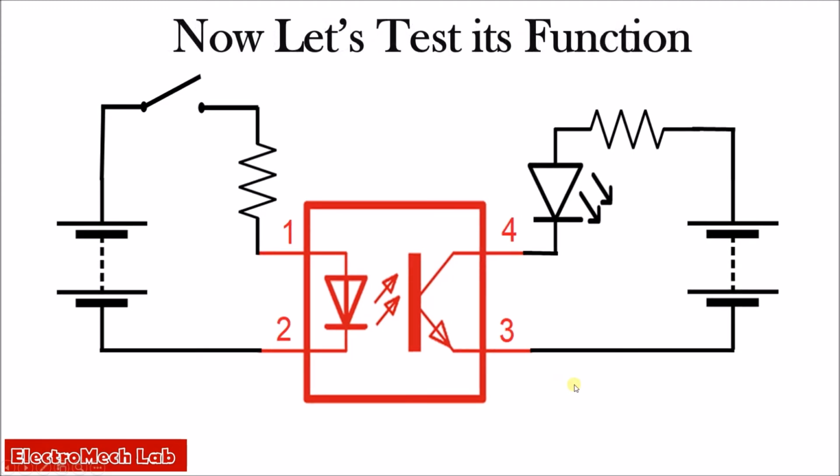Now let's test its function. How does it work? So when the switch is open, there is no current flowing through this resistor and this LED. So LED is off and it is not emitting any light. That's why this transistor is not conducting and this LED is off.